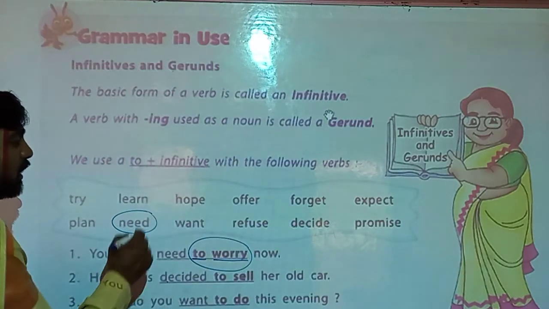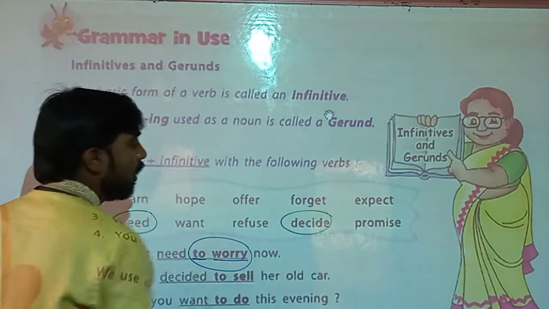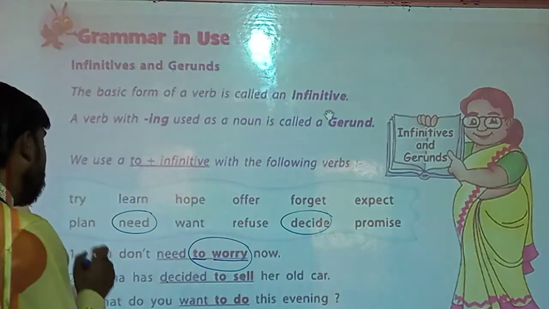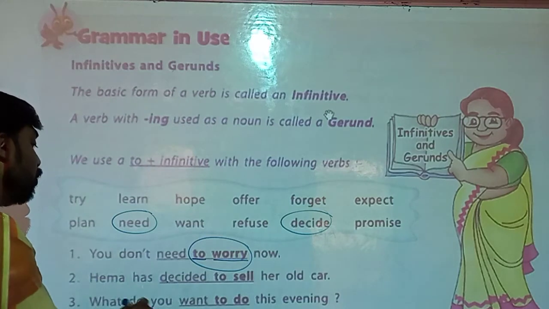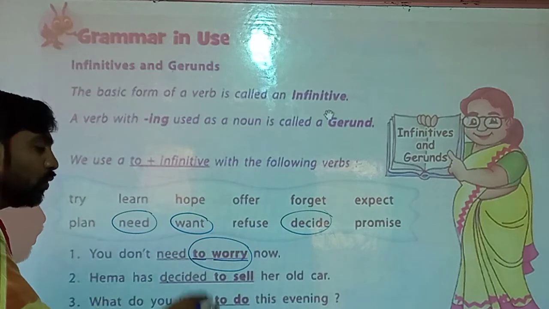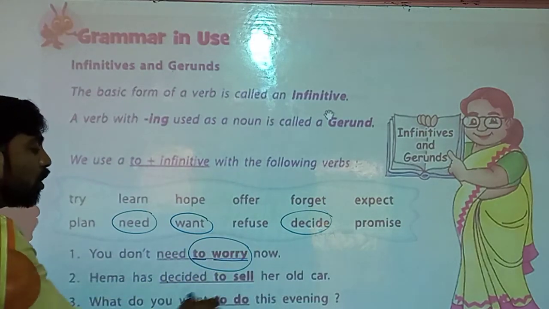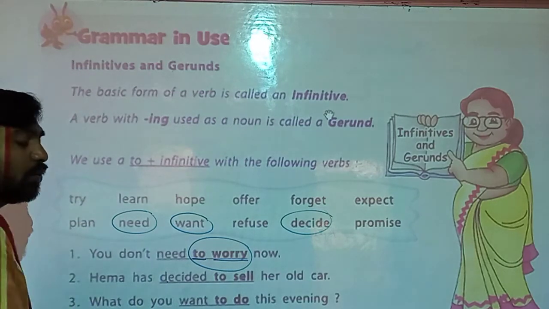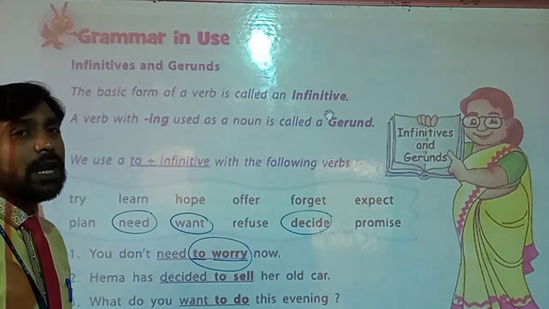Hema has decided to sell. Decide is given here. After decide also we use infinitive form. Hema has decided to sell her old car. What do you want to do? Want is also here. What do you want to do this evening? You forgot to switch off the lights at night. After forgot also we use infinitive verb. You forgot to switch off the lights at night.